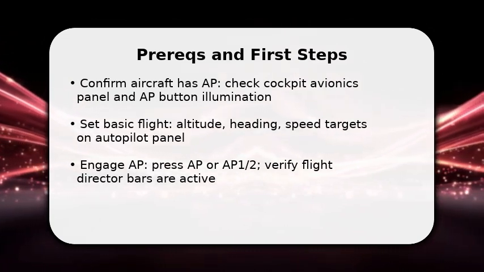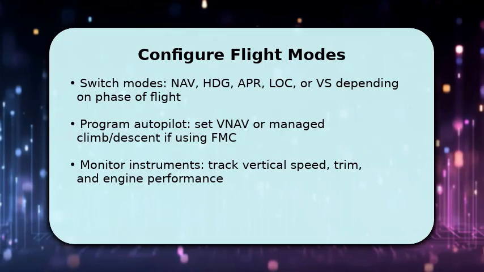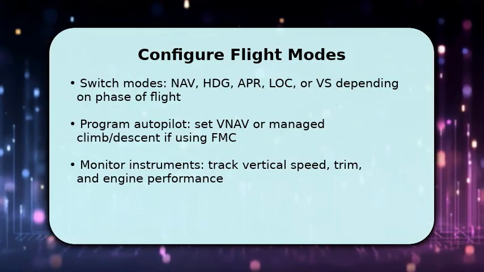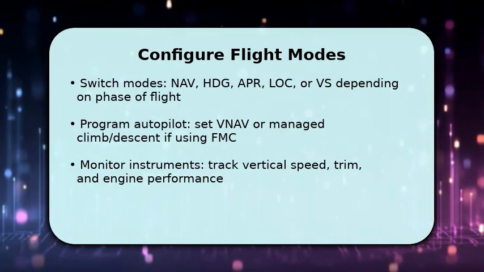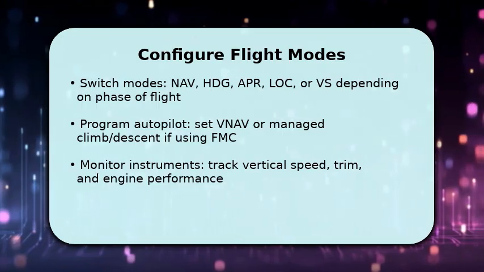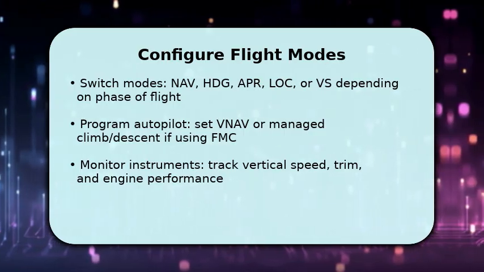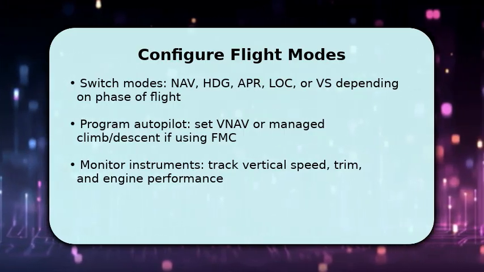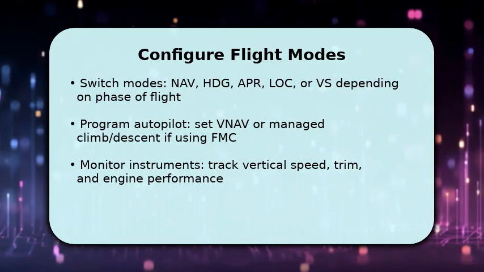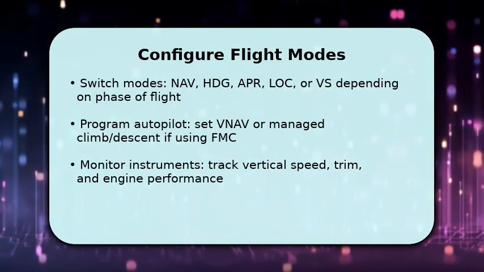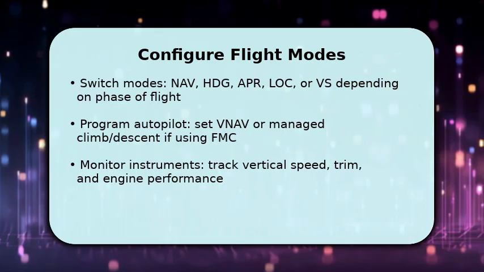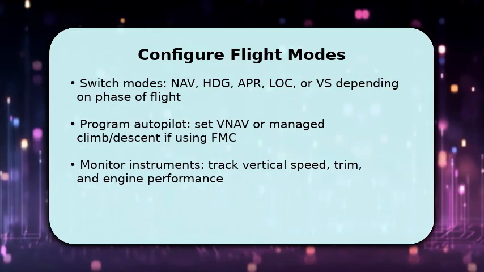Once autopilot is engaged, choose the appropriate mode for your phase of flight. Use HDG for manual headings, NAV to follow the flight plan, LOC/APP for ILS capture, or VS for a specific climb or descent rate. If you have an FMC, program VNAV to automate climbs and descents. Otherwise, manually set vertical speed and target altitudes.